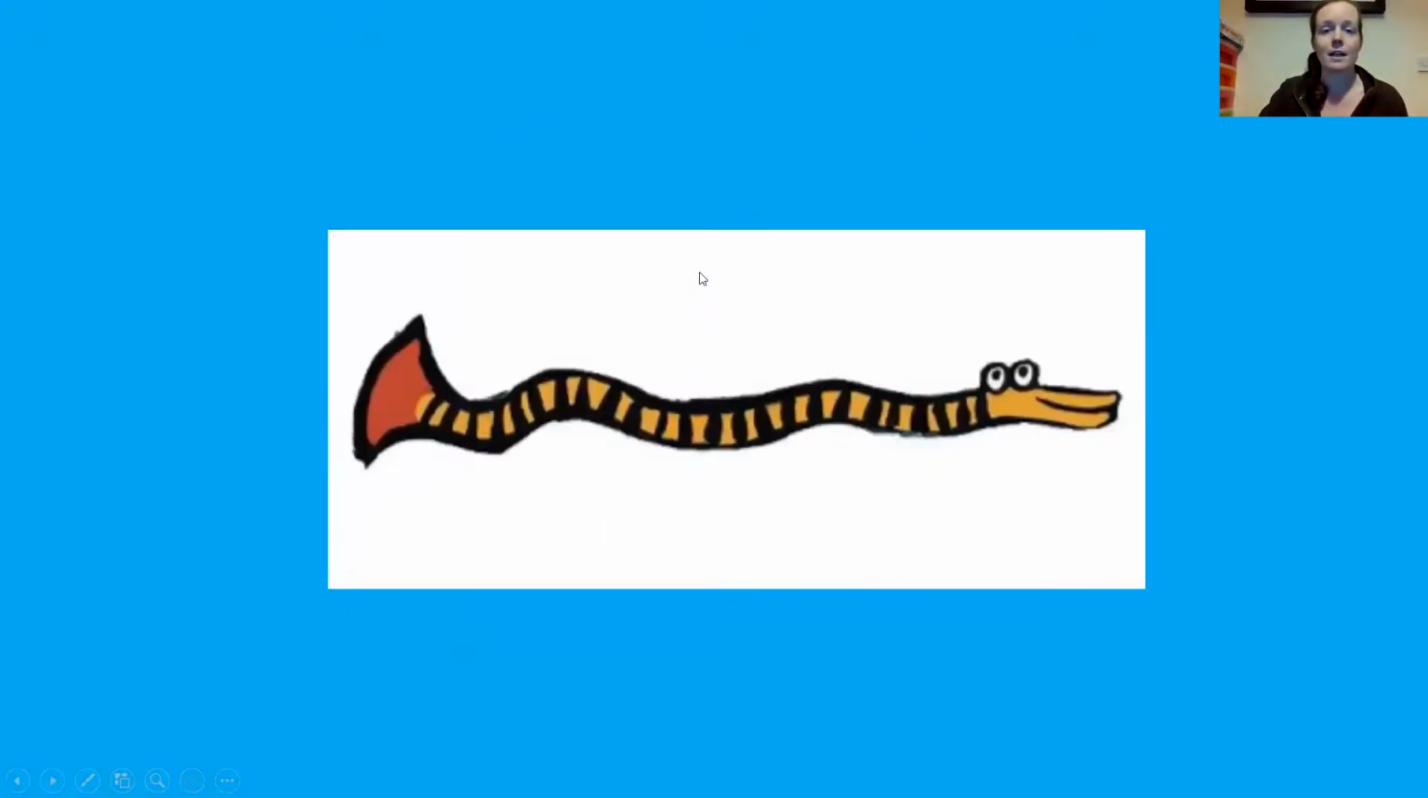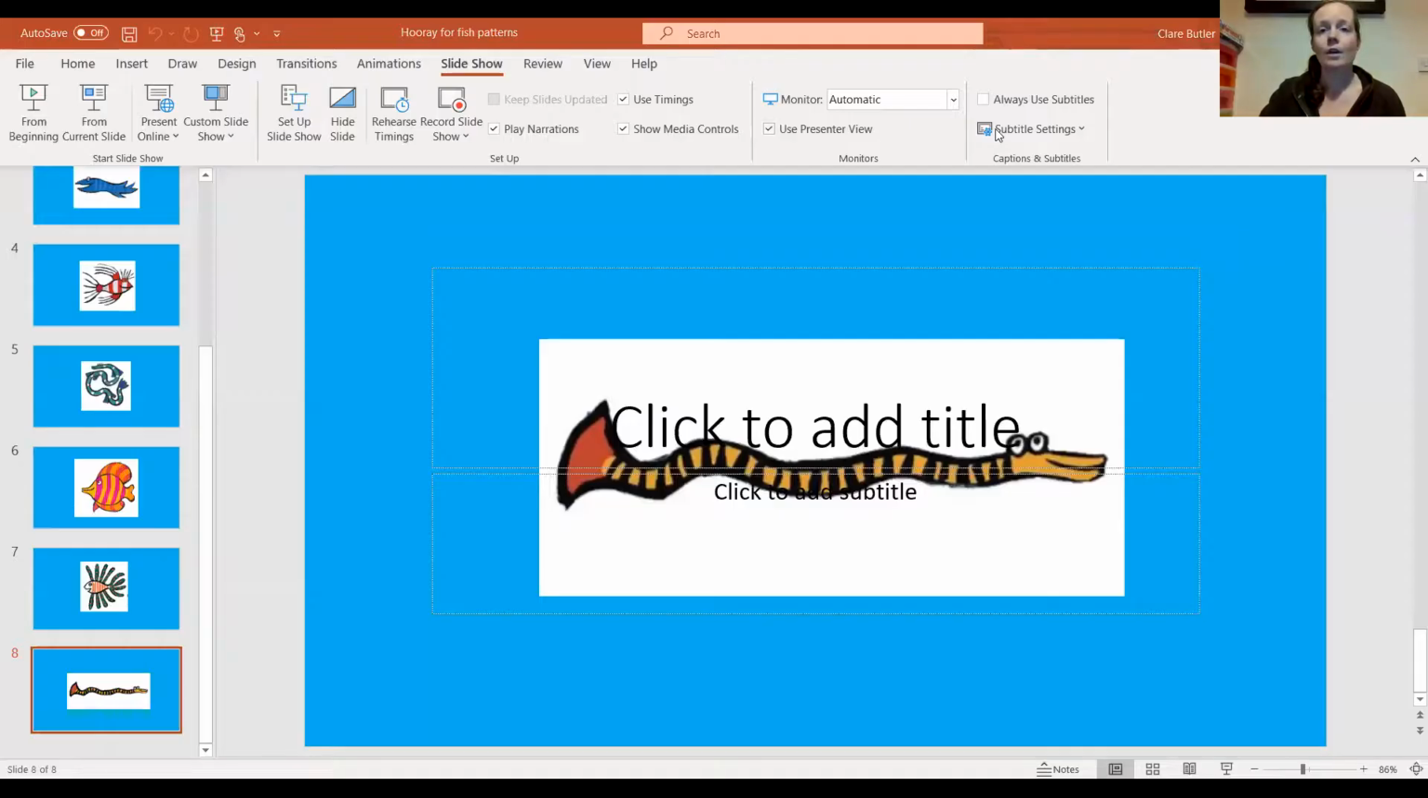Okay, fantastic. And then here is a very thin fish, and he's got a lovely pattern. Anybody notice what the pattern is? It's black, yellow, black, yellow. Okay, so those are lots of fish from the story, Hooray for Fish.